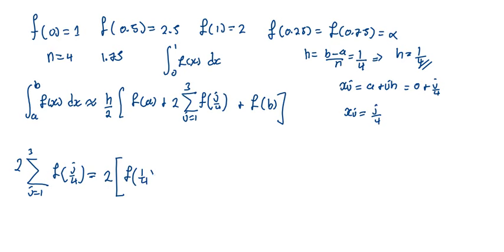Then you say plus f of, if you plug in 2, that's going to be 2 over 4, meaning if you simplify it, that's just going to be 1 over 2, plus the last part, if you plug in 3, that is going to be 3 over 4, like that. And this is what we get.